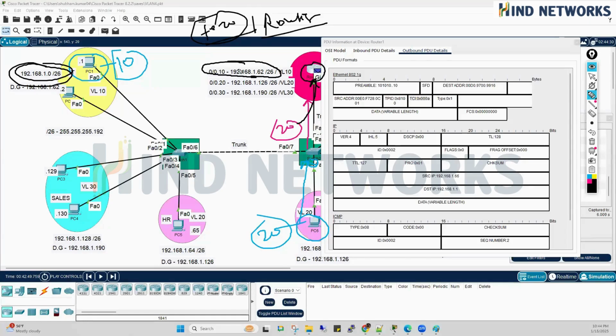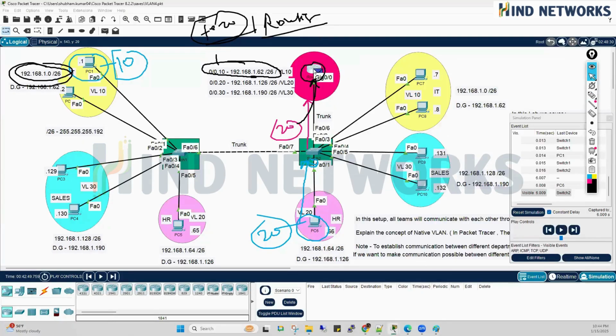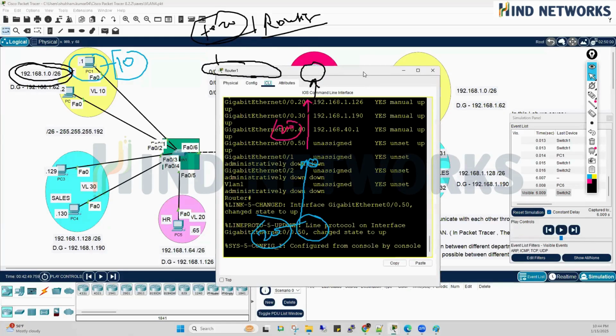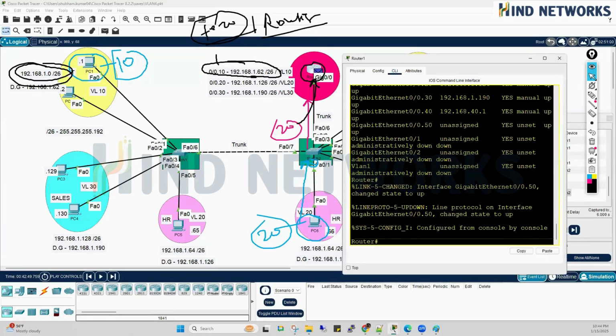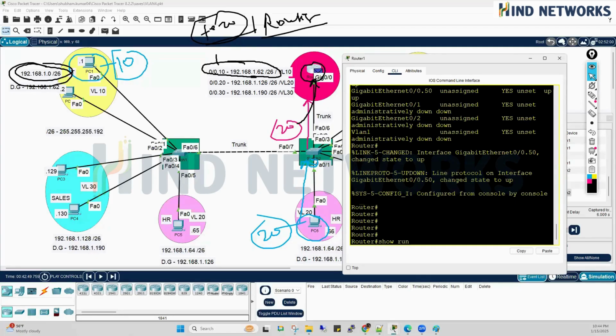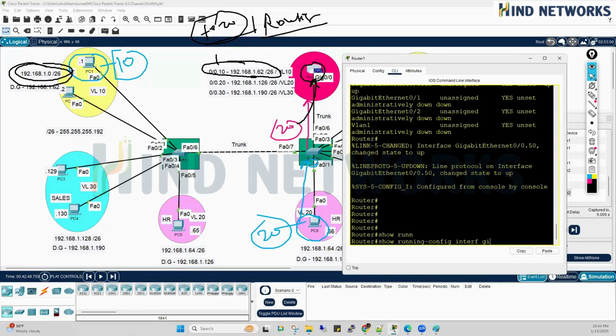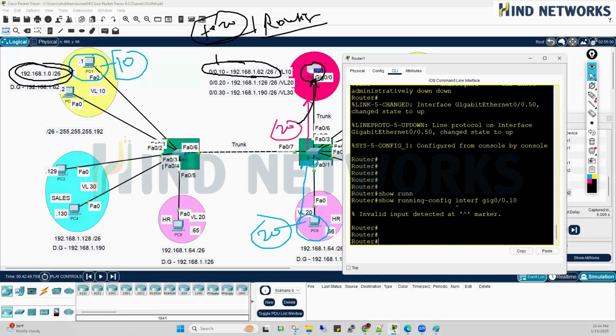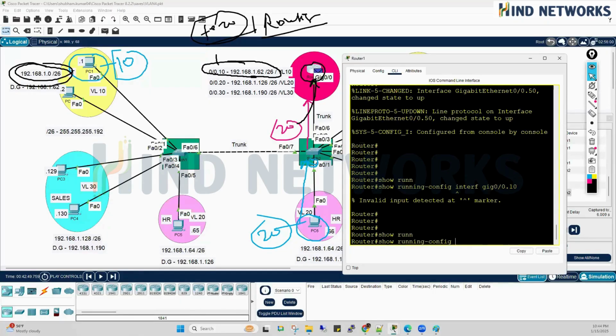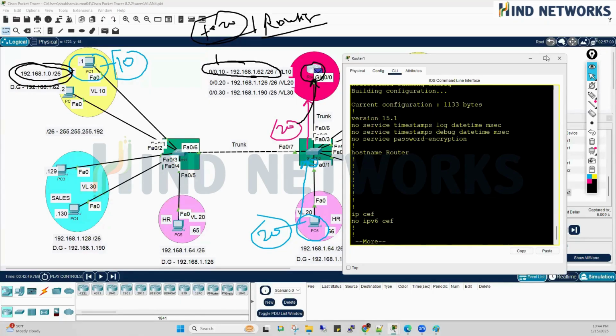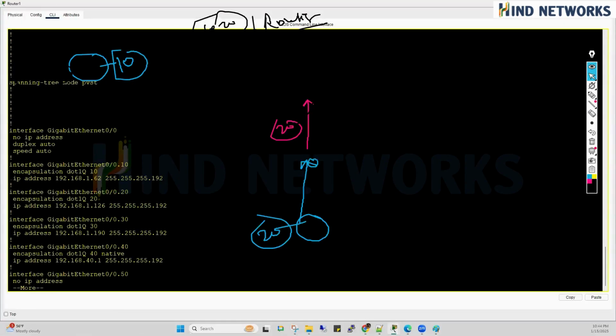On this interface, what did you already configure? I will show you one thing. On this interface I already configured one command. Let me show you. So, show running configuration, interface Gig 0/0.10. Oh, it is not accepting, but see, no problem, we can see it here.